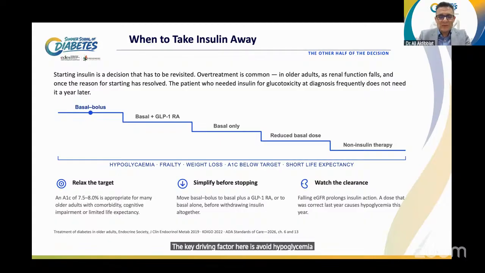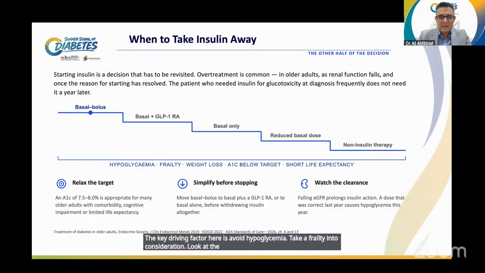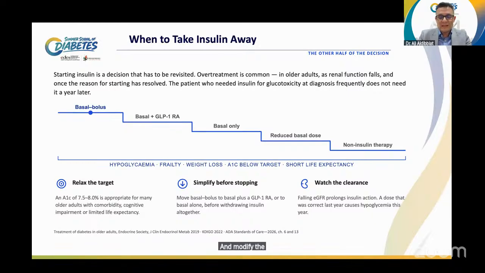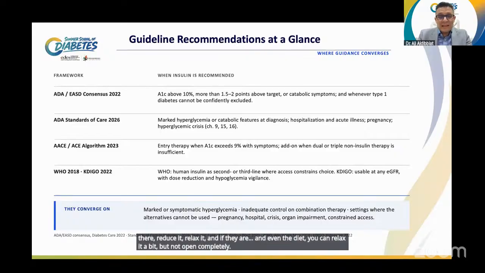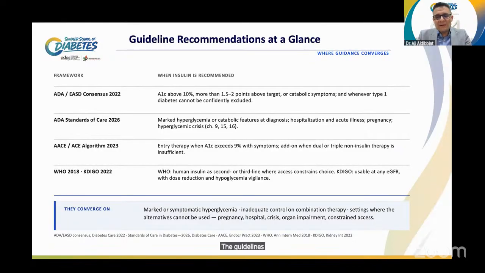Take frailty into consideration. Look at the weight. If the patient is losing weight, then the insulin dose becomes too potent for them. Modify the HbA1c target and look at life expectancy. If someone's life expectancy is short, don't be harsh, don't put aggressive treatment there. Relax it. Even the diet you can relax a bit, but not open completely.